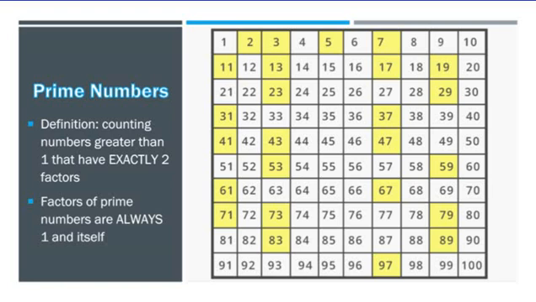So if you look in the picture, everything shaded in yellow are all prime numbers. You can't break them down any further than itself and 1.